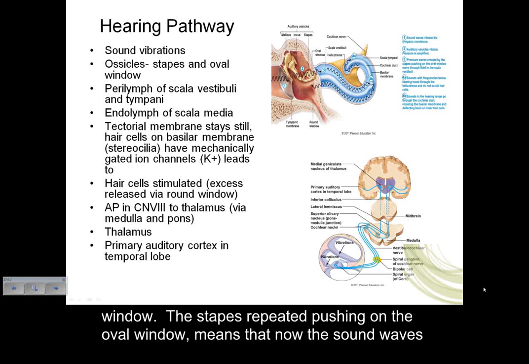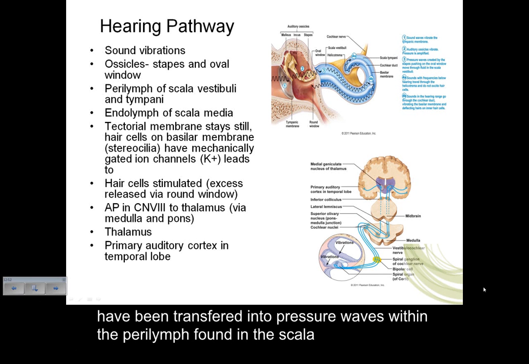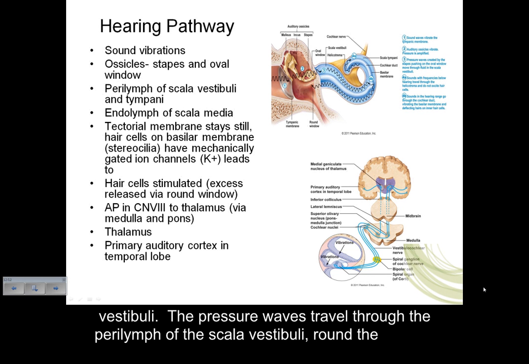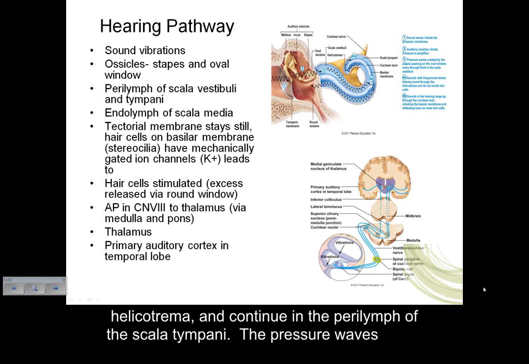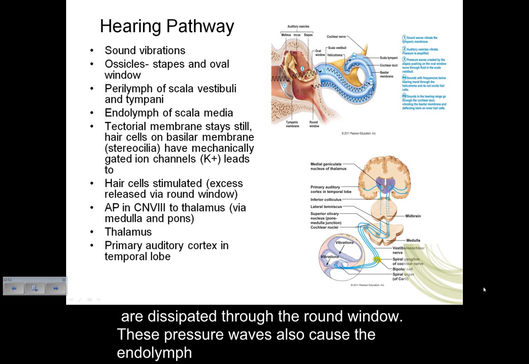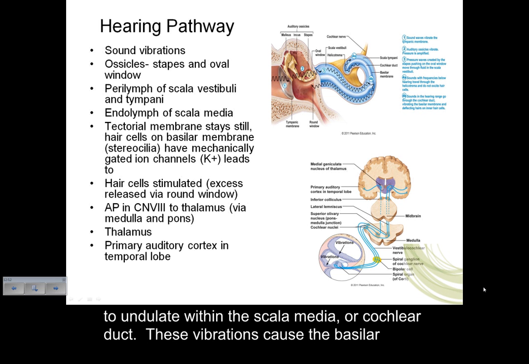The stapes' repeated pushing on the oval window means that now the sound waves have been transferred into pressure waves within the perilymph found in the scala vestibuli. The pressure waves travel through the perilymph of the scala vestibuli, round the helicotrema, and continue in the perilymph of the scala tympani. The pressure waves are dissipated through the round window. These pressure waves also cause the endolymph to undulate within the scala media, or cochlear duct.